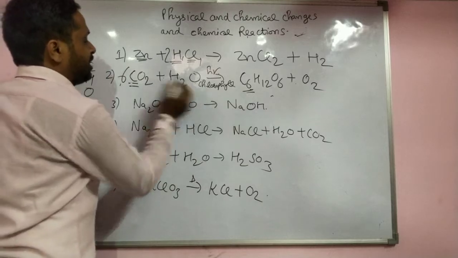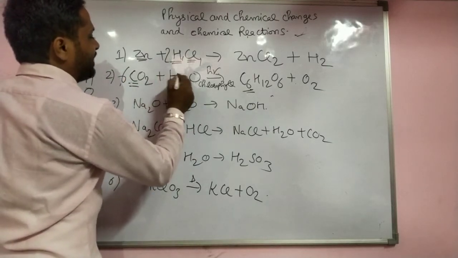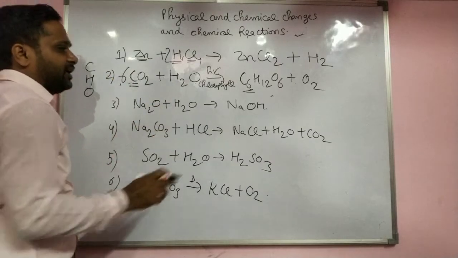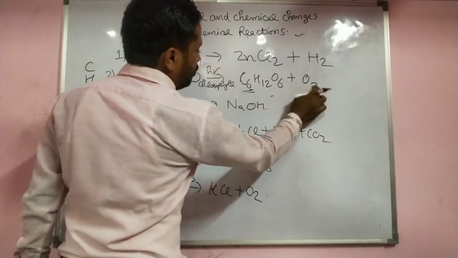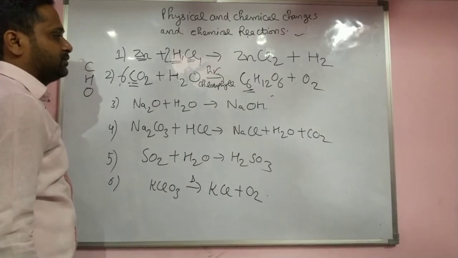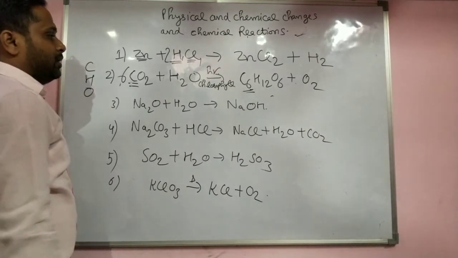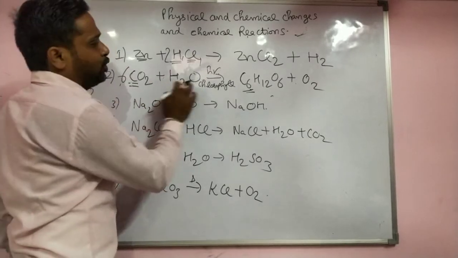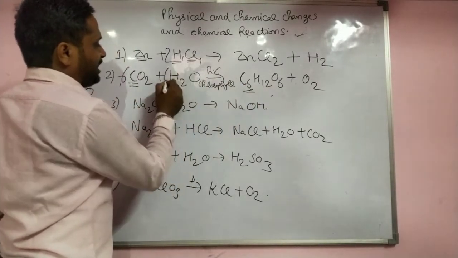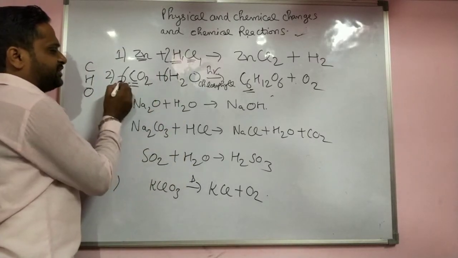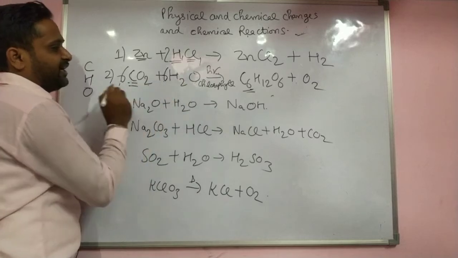Oxygen, how many here? Here oxygen how many? 1 and 12, 6 and 12 is 13. Here 6 and 2, 8. So how do you balance? See there. First of all, see the hydrogen. Hydrogen here 2, here 12. So you should multiply with 6. Now see the oxygen. So oxygen is 12 and 6, 18.